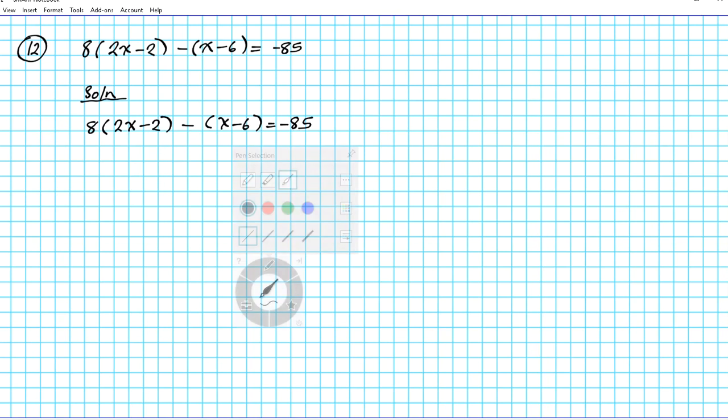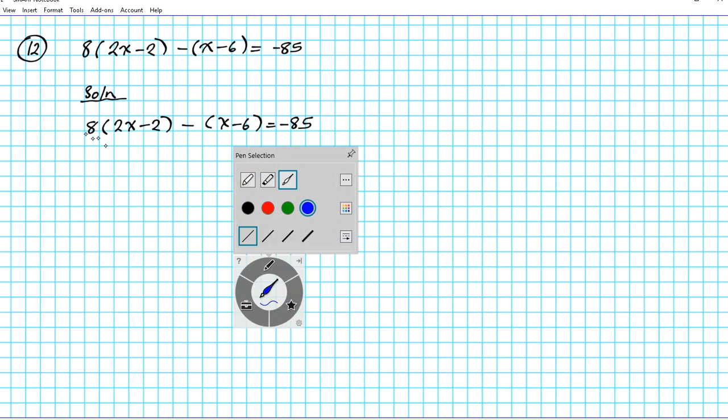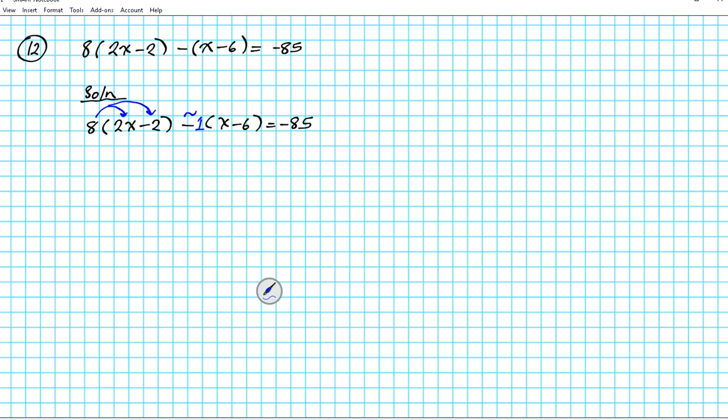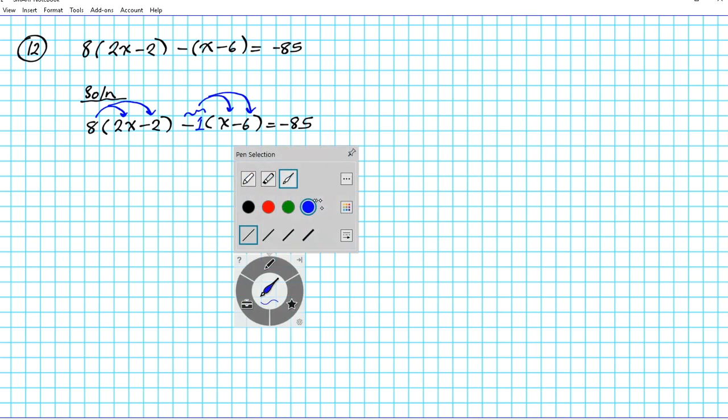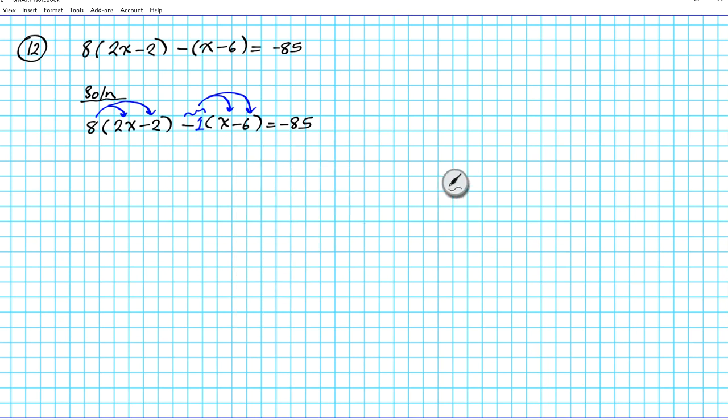Alright, so first things first, we want to get rid of the parentheses on the left side here, the first term to the left of the minus. We want to distribute 8 to these two terms. And then over here, we do not have a number, so we have the invisible coefficient 1. And now we're going to distribute negative 1 to these two terms in the parentheses. Okay. Alright, so let's go ahead and carry out that distribution. We're now going to have 16x minus 8 times 2, 16 minus x. Don't forget to distribute this negative here to the 6, so it becomes plus 6 equals negative 85.